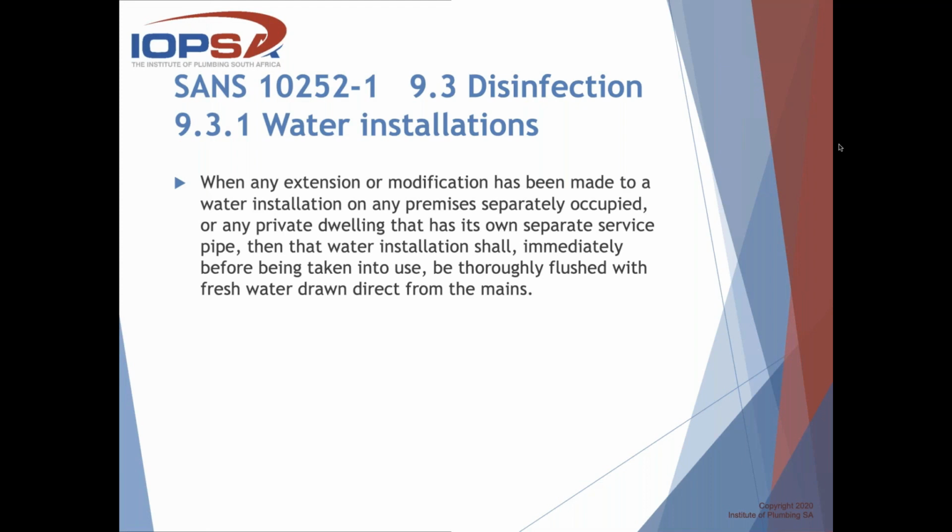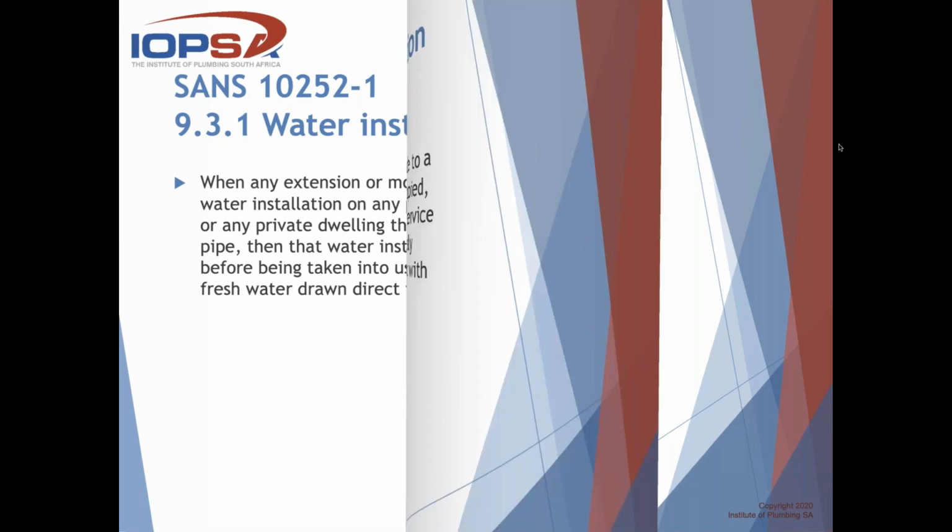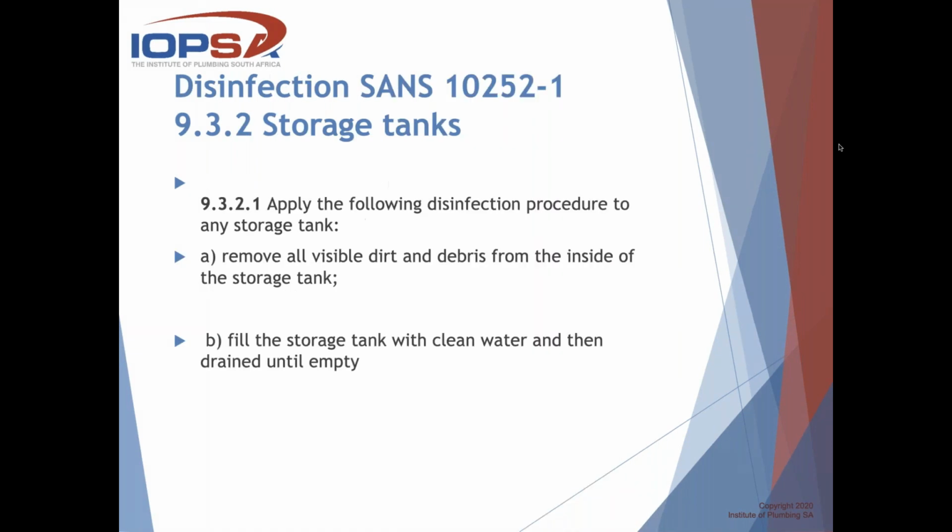Apply the following disinfection procedure to any storage tanks. We'll see later towards pipes how they disinfect pipes. You remove all visible dirt and debris from the inside of the storage tank. The same procedure. Check that everything is clean. Fill the storage tank with clean water and then drain it until empty. So now you've done the cleaning of the tank.